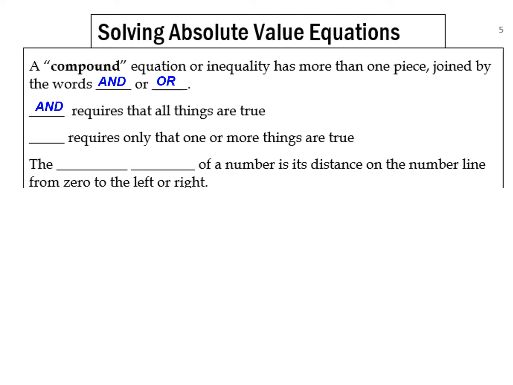"And" requires that all things are true, "or" requires only that one or more things are true.